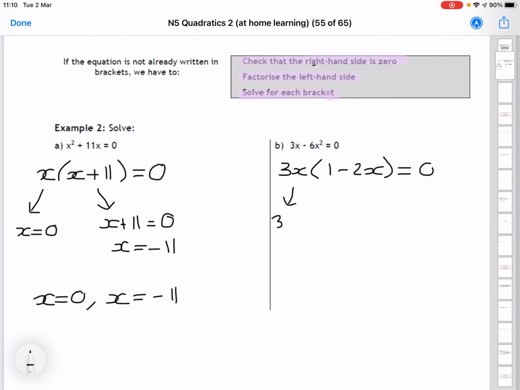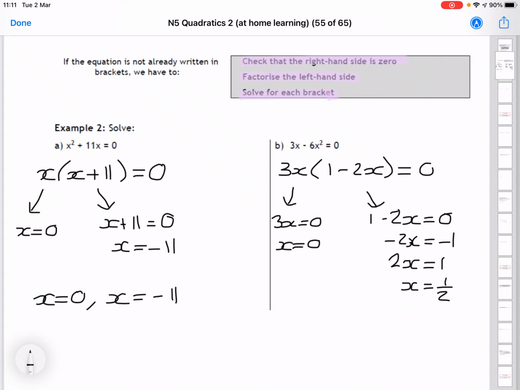So either 3x equals 0 or 1 minus 2x equals 0. So if 3x equals 0, then x would simply be 0. Dividing both sides by 3, we still get 0. For the second one, we would get minus 2x equals minus 1, because we would take away that 1 from both sides. Then we would change these both to positive, so 2x equals 1, and then divide by 2, so 1 over 2. So our solutions here are x equals 0 and x equals a half.